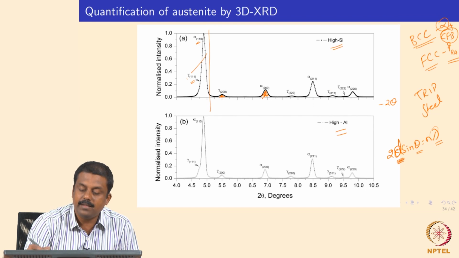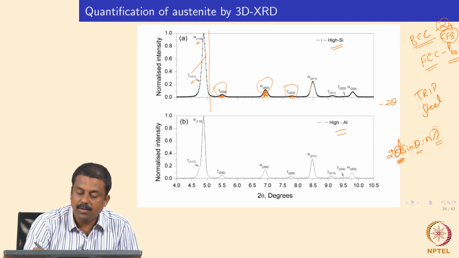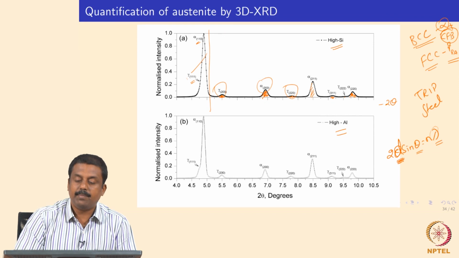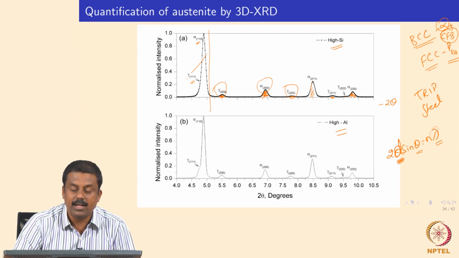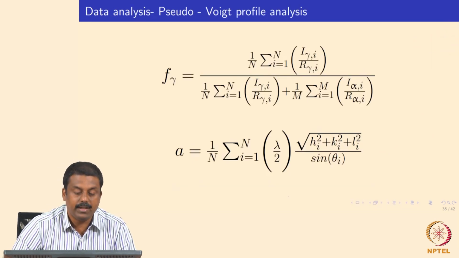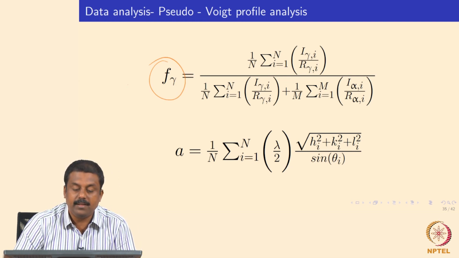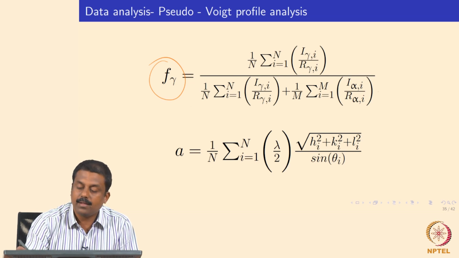So we would use the other peaks that you see over here, for example austenite 200, ferrite 200, austenite 220, ferrite 211, and then austenite 311, 222, and 220. So we can measure the intensities of individual ferrite and austenite peaks. Once you know the individual intensities, we can combine them and calculate a ratio, which is shown over here.